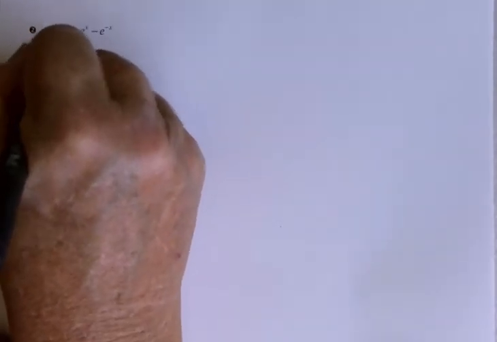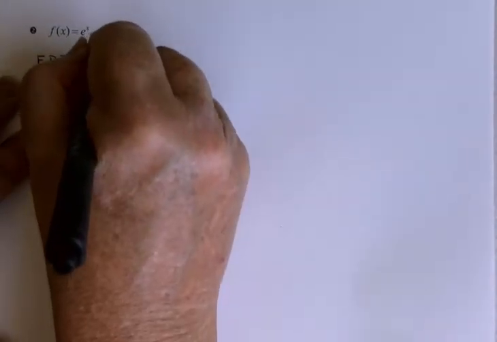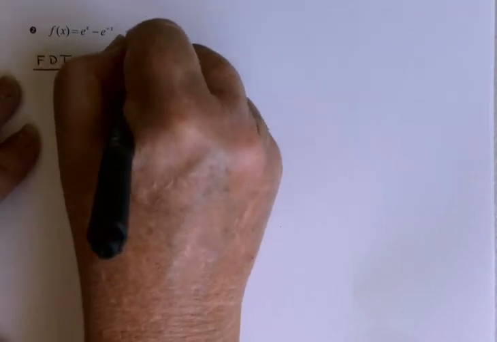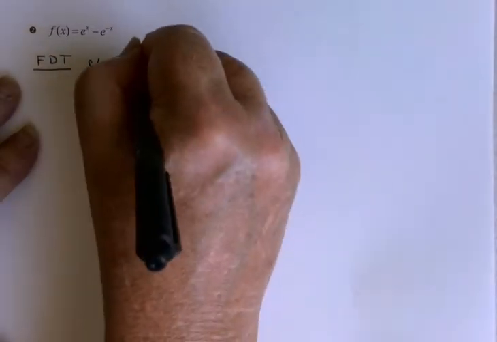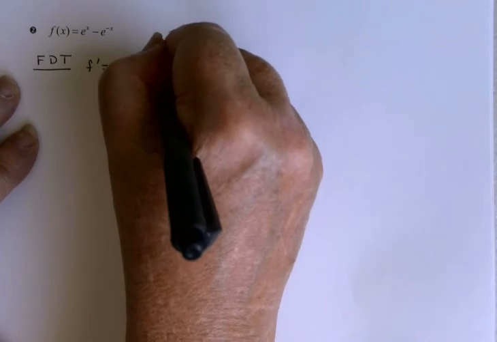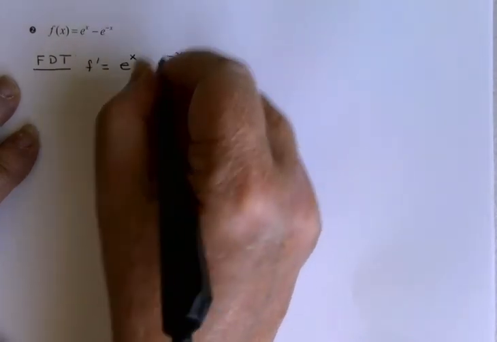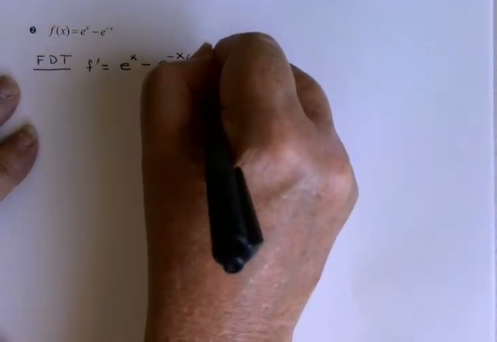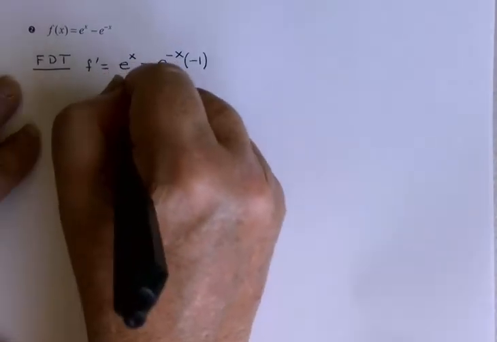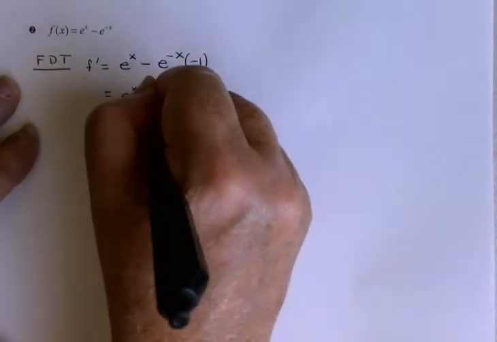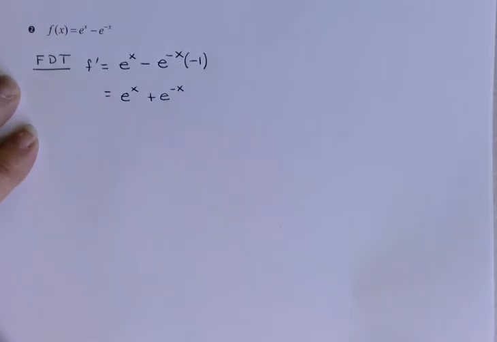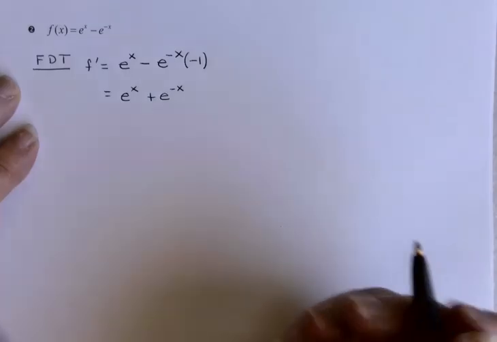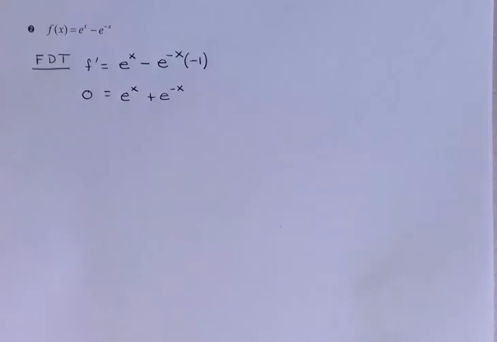Let's start with the first derivative test. F prime would be e to the x, subtract e to the minus x, and then chain rule times the -1 there. So that's actually e to the x plus e to the minus x. And I don't have to worry about that being undefined, so let's just ask again to get critical values. Where is that equal to 0?